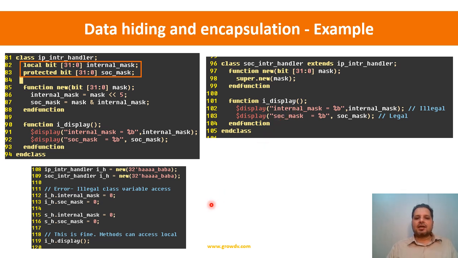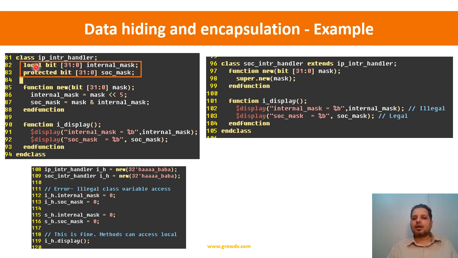Okay, so this is one factor. Now let's look at this one way of accessing, and we understand what is legal and what is illegal. In the second way, where we use the object and dot notation, I am now creating one IP handler object over here and one SOC interrupt handler object over here by calling new and passing some argument value. And when I say now the base class handle dot internal mask, I already have created an object. This will be illegal. Why is it illegal?